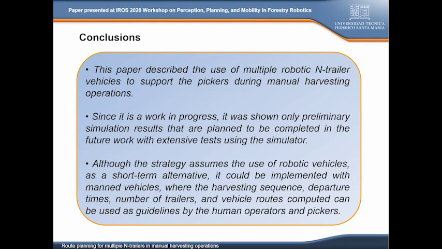Finally, although the strategy assumes the use of robotic vehicles as a short-term alternative, it could be implemented with manned vehicles, where the harvesting sequence, departure times, number of trailers, and vehicle routes computed can be used as guidelines by the human operators and pickers.